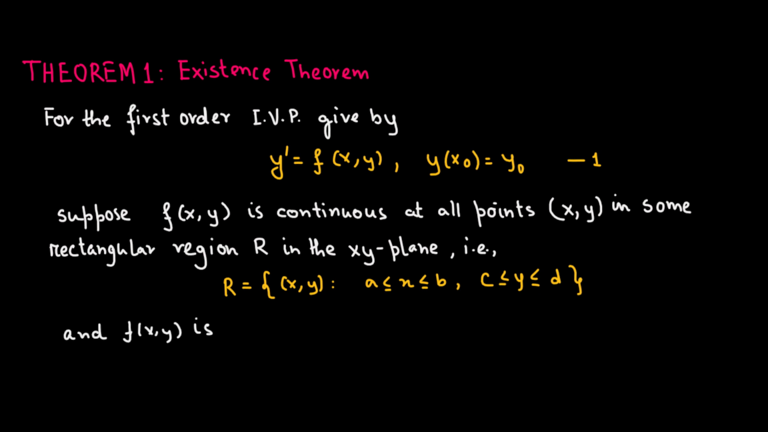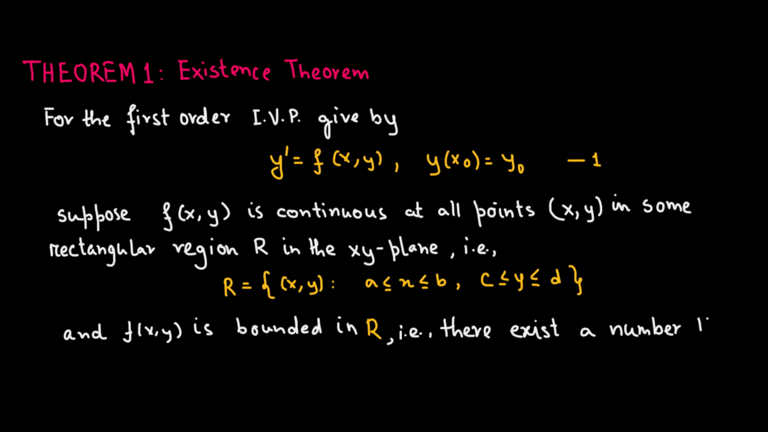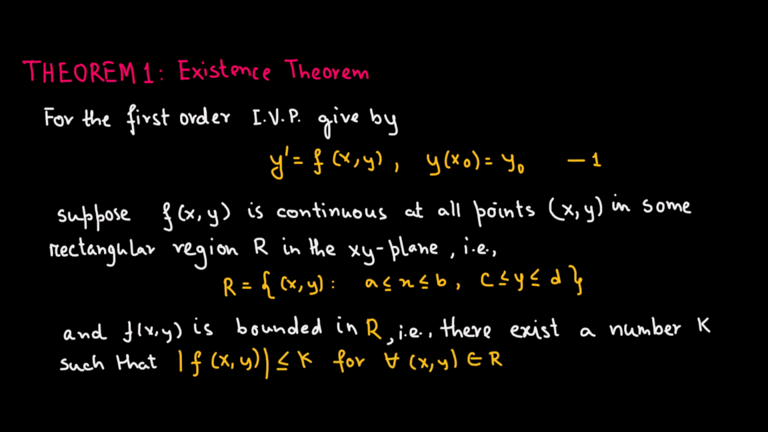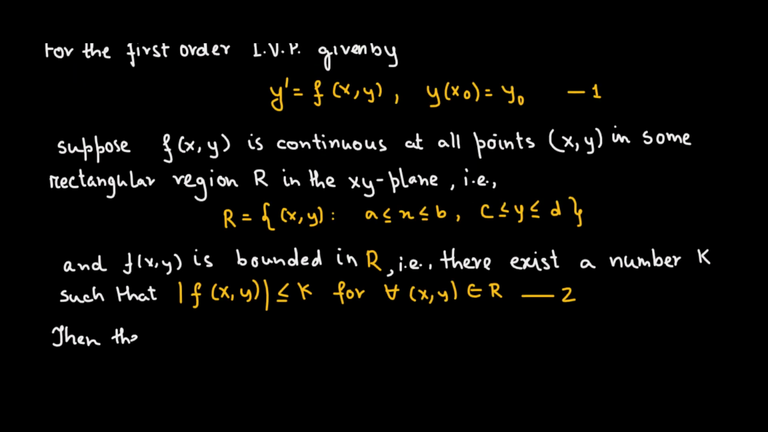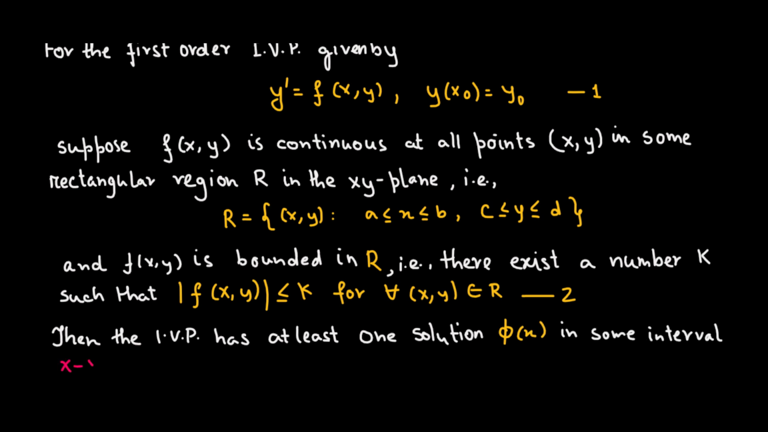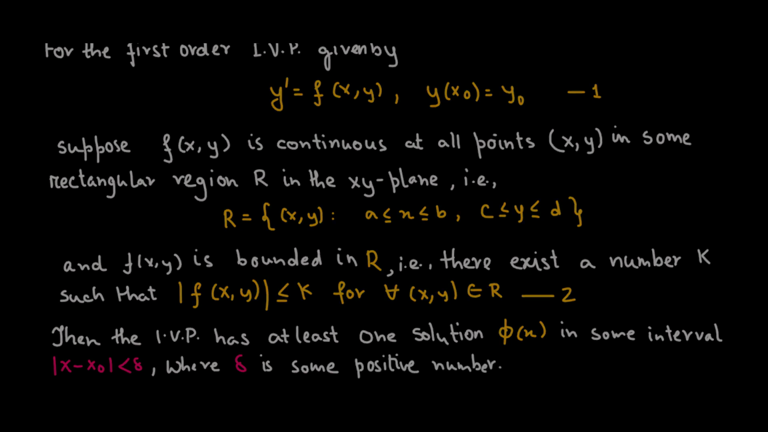And f(x, y) is bounded in R, that is, there exists a number k such that the absolute value of the function is less than k for all points (x, y) belonging to the region R. Equation number 2. Then the initial value problem has at least one solution phi(x) in some interval, the absolute value of x minus x naught less than delta, where delta is some positive number.